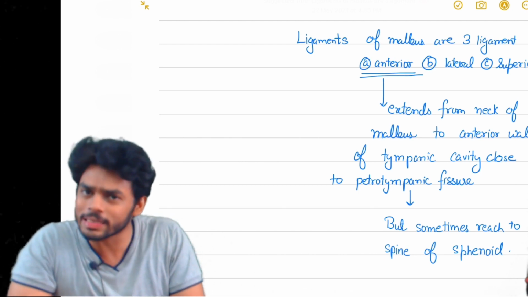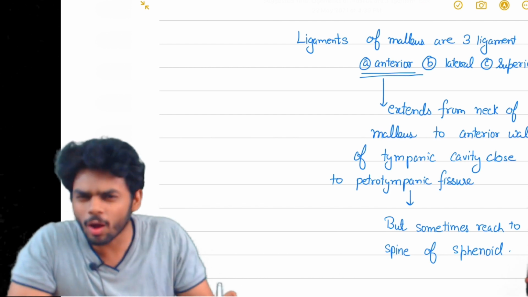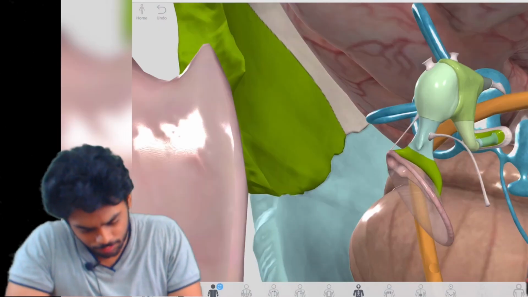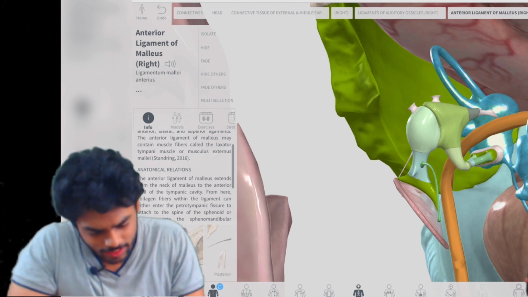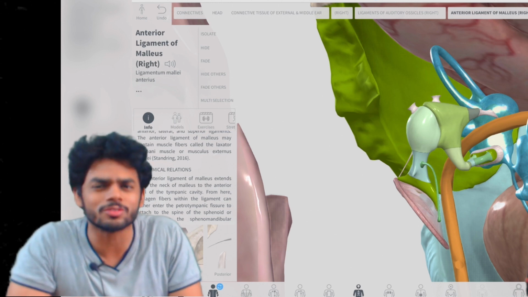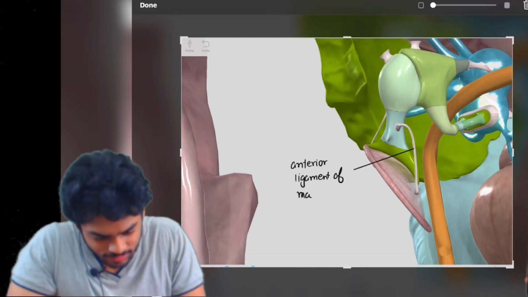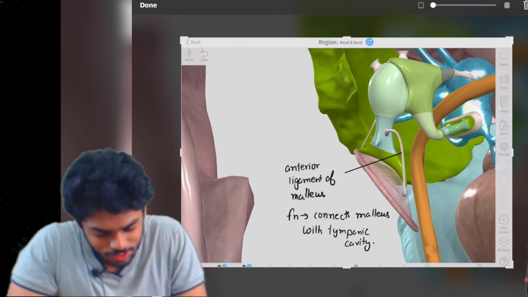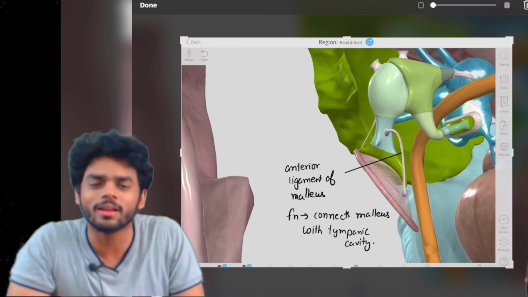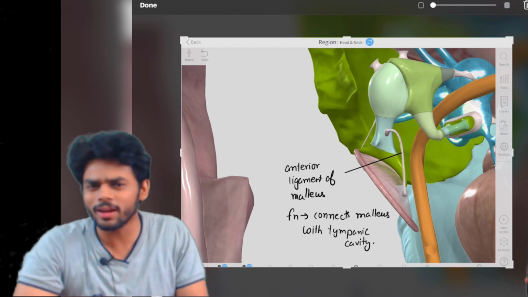Let me show you malleus and the ligament attached to it. Just note it down or take a screenshot, then we can move further. Here you have the ear ossicles, which you can see clearly. Can you see the structure present in green attached to the neck of the malleus? This is the anterior ligament of malleus. Its function is to connect malleus with the tympanic cavity, or middle ear cavity. Am I clear?